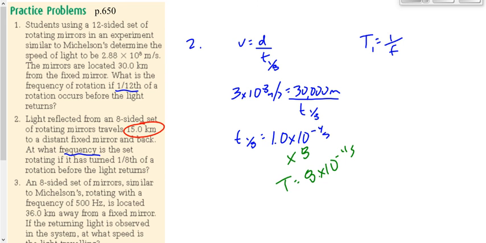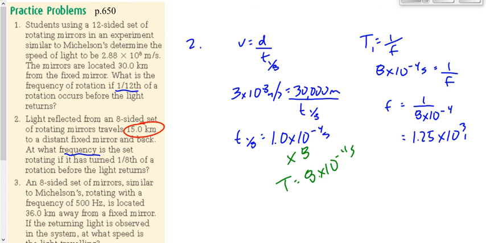Now let's sub this in over here. 8 times 10 to the negative 4 equals 1 over f. F ends up being equal to 1 over 8 times 10 to the negative 4. Now, 1 divided by 8, I believe, is 1.25 times 10 to the negative, no, I want to say 3. Is it 1.25 times 10 to the 3? Hertz. Is that okay?